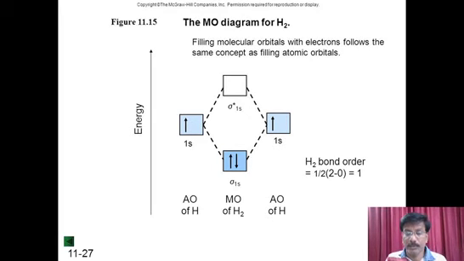Hydrogen, H2. The configuration of hydrogen is 1s1. Two hydrogens are involved here. One hydrogen has 1s1, and the other hydrogen also has configuration 1s1. So there is only one electron on each hydrogen. So we write the diagram as shown, 1s on the left side, 1s on the right side. So there are a total of 2 atomic orbitals. Then automatically we expect 2 molecular orbitals, one at a lower energy, sigma 1s, and another at a higher energy, sigma star 1s.